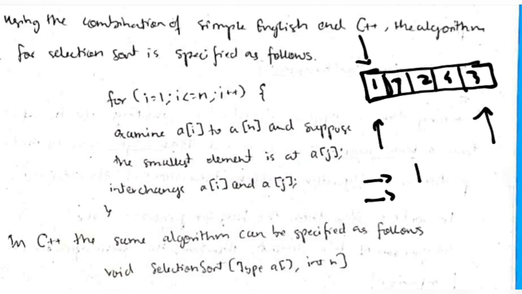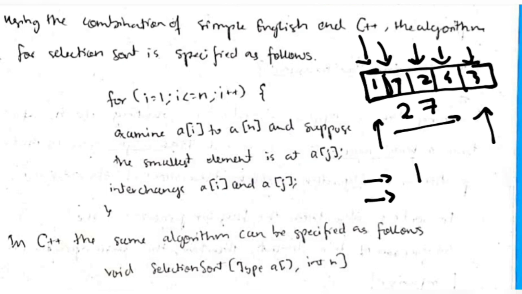In the second iteration, we find the smallest element, and we get 2. So 2 will be placed in the second position. So the 2 will be here and 7 will be here. In that way, the third element will be placed in the third position, and then the fourth element and the fifth element. In this way, we are sorting the elements. This is known as selection sort.